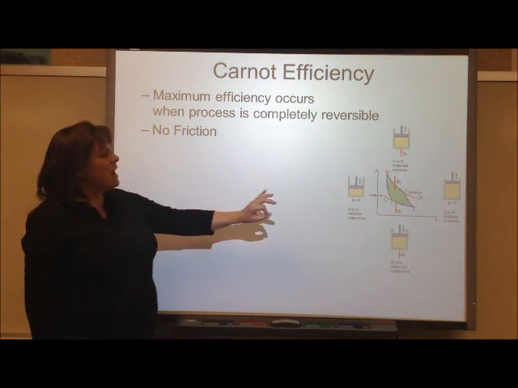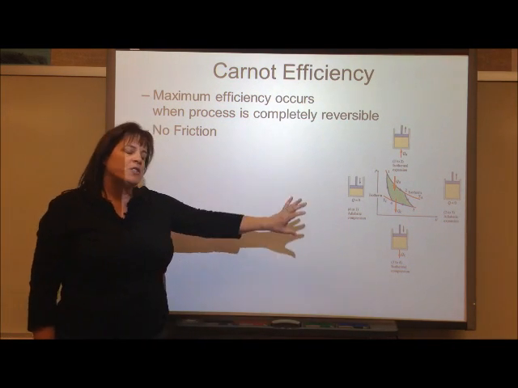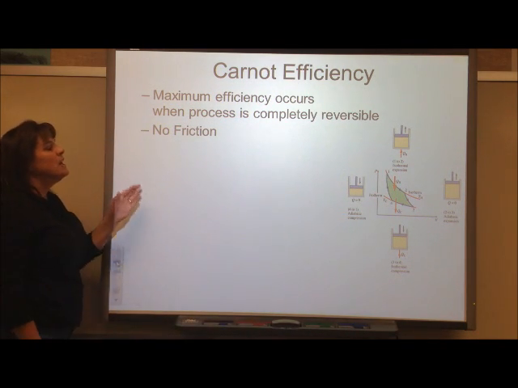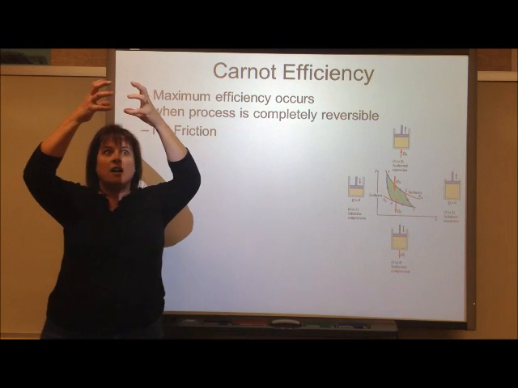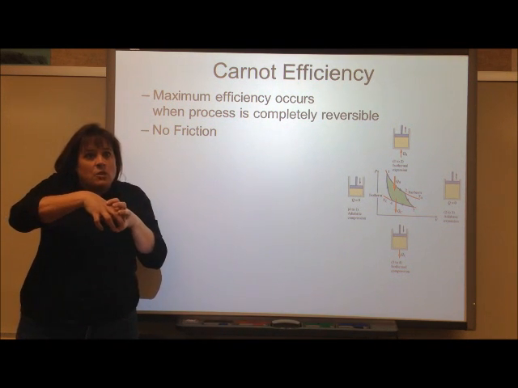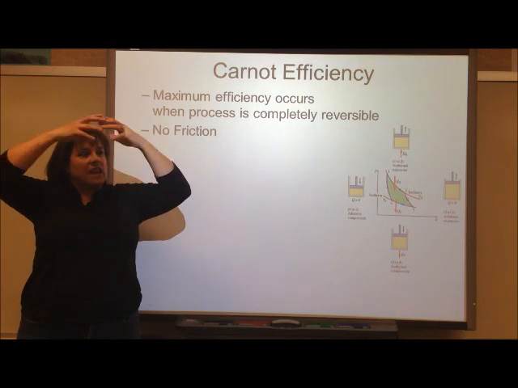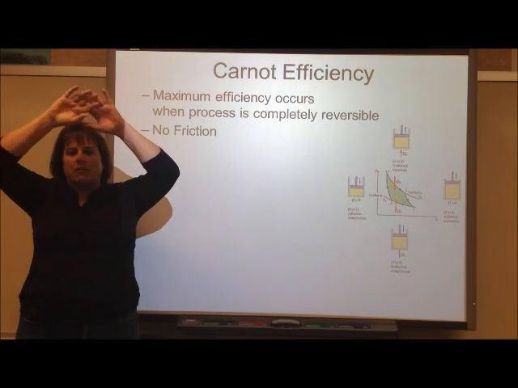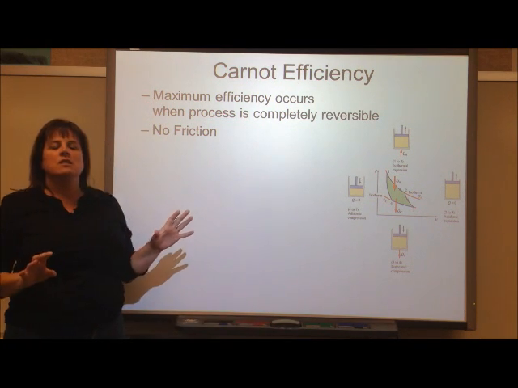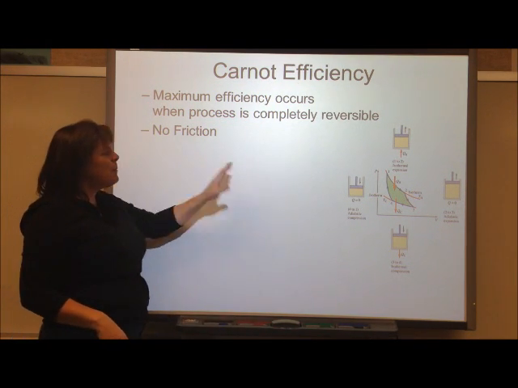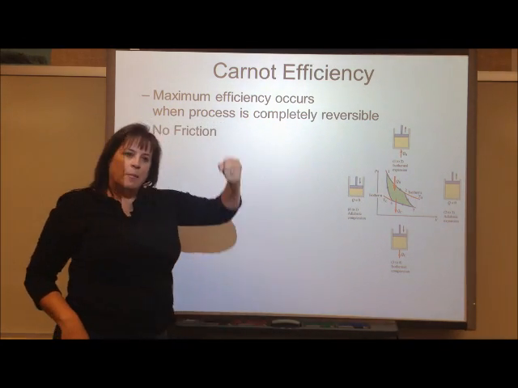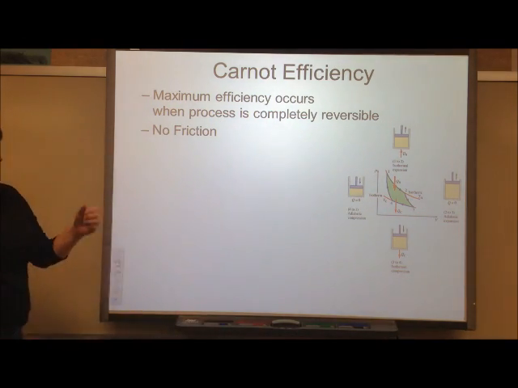But if we had Carnot efficiency or maximum efficiency, our process would be completely reversible. That would mean that all of the heat flowing out of that hot reservoir is going into our engine. And of course we know that can't be true because unless it's incredibly insulated, we're going to lose some of the heat to the surroundings. Also, there would be no friction between the piston and the walls as the piston moves up and down in this engine.